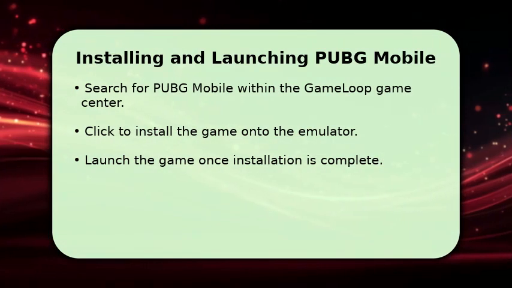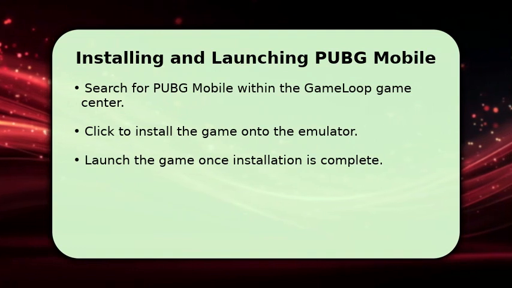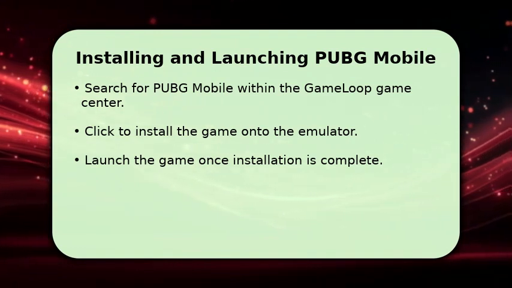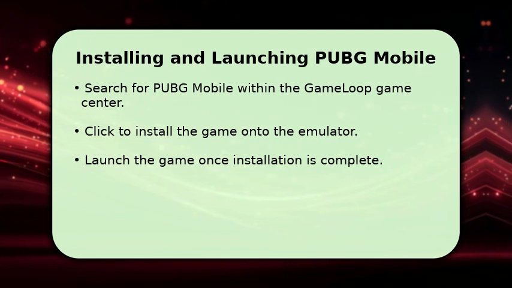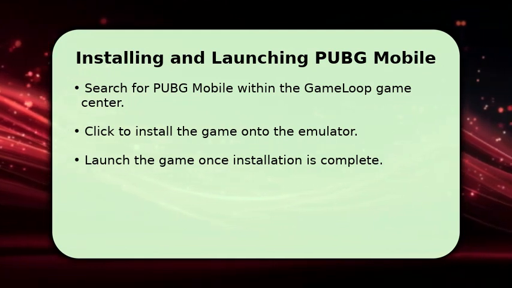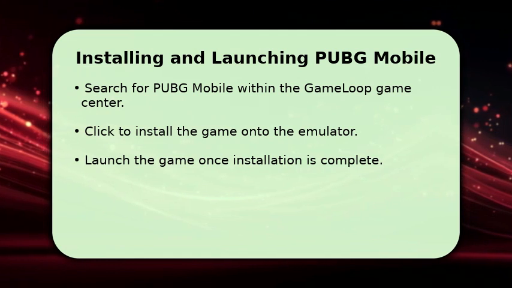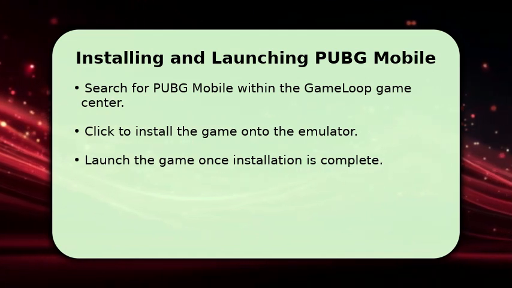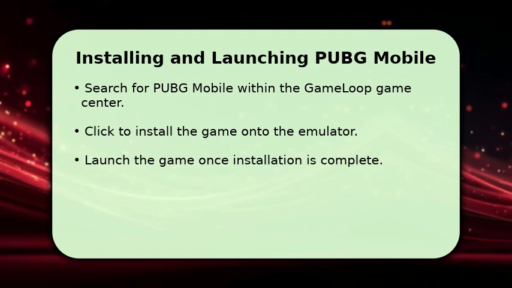With Game Loop running, head over to the Game Center section within the emulator. Here, you can easily search for PUBG Mobile. Once you find it, simply click the Install button. The download and installation process will begin, typically taking several minutes depending on your internet speed.